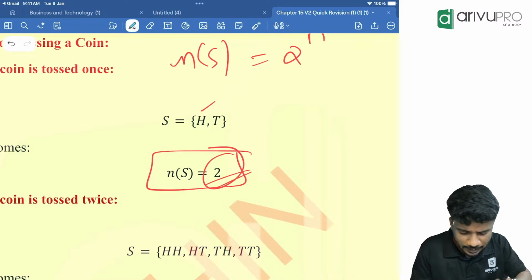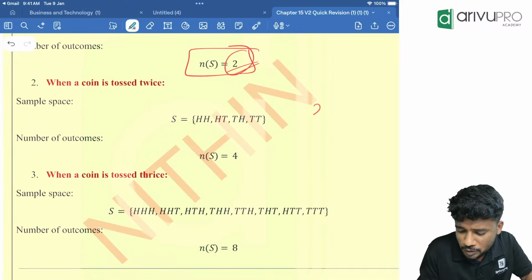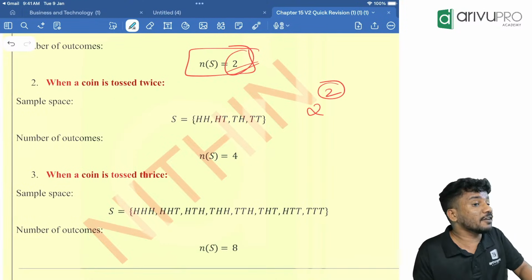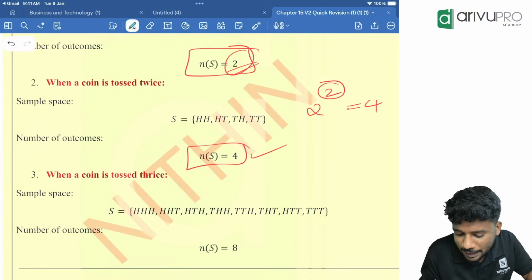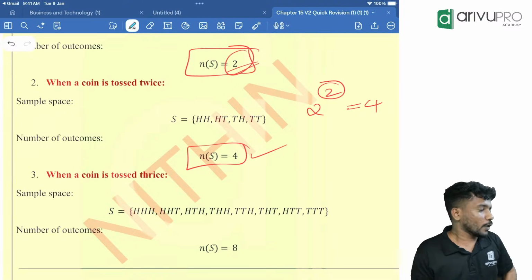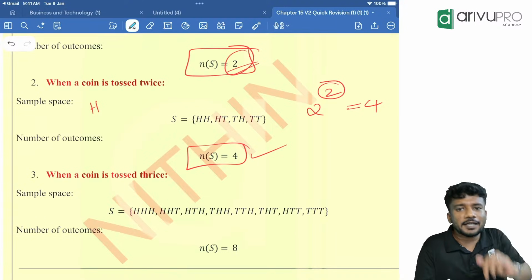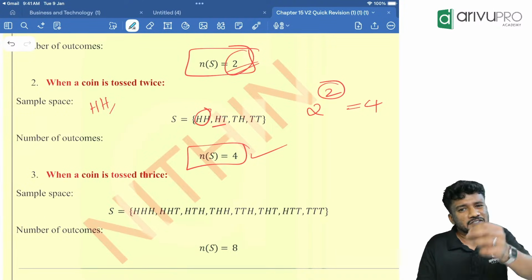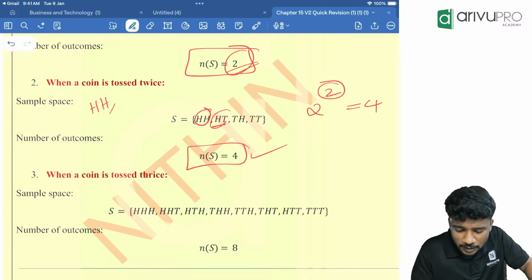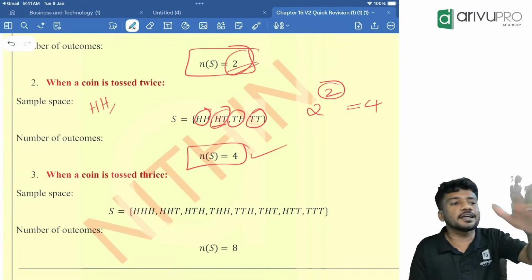Now coming to 2 times. When you are tossing it 2 times, it is 2 raised to n, where n is 2. That means 2 raised to 2 is how much? 4. That means total sample space is equal to 4. Now what are the possibilities? First time I toss, I got head. Second time I toss, I got head. That is one possibility. Then first time head, second time tail. Then tail, head. Then another possibility is what? Tail, tail. Likewise, 4 possibilities are there for us.